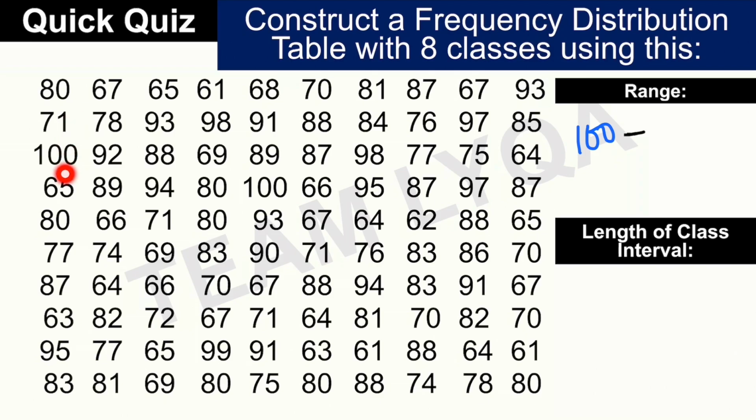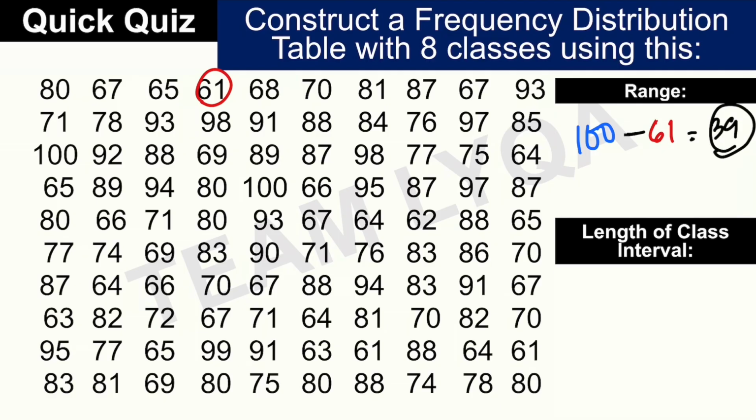The smallest number, meron bang line of 6? Yes. So, that would be, okay, 61. Meron bang 60? Tingnan natin kung may 60. Okay, walang 60. So, the smallest number is 61. So, ang range niya is 39.